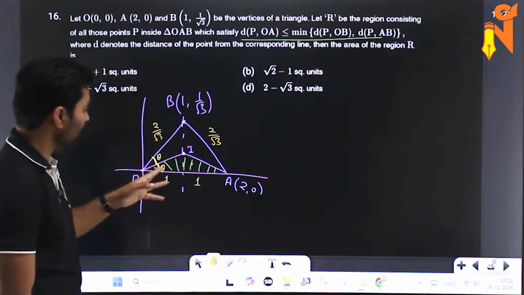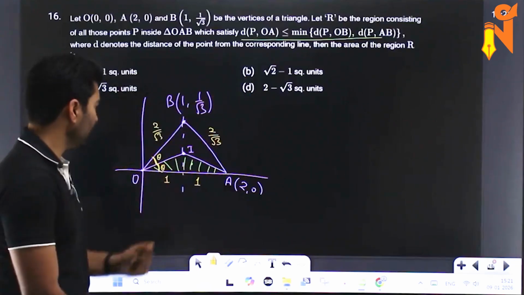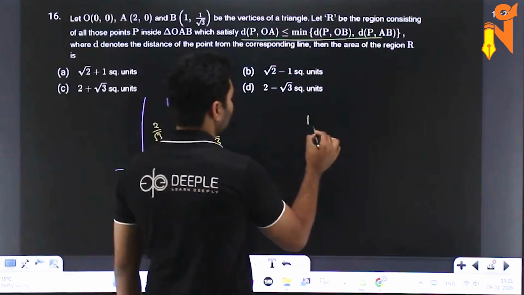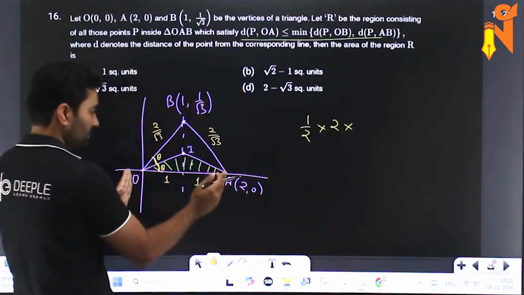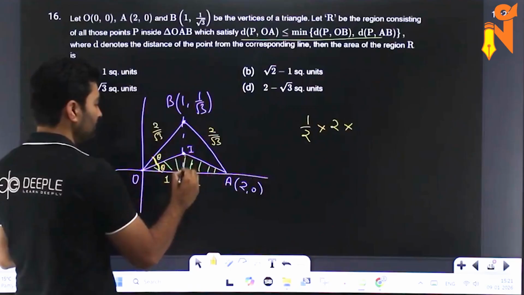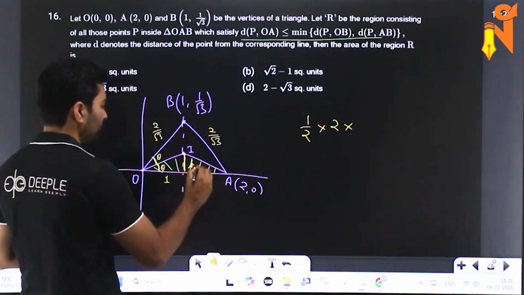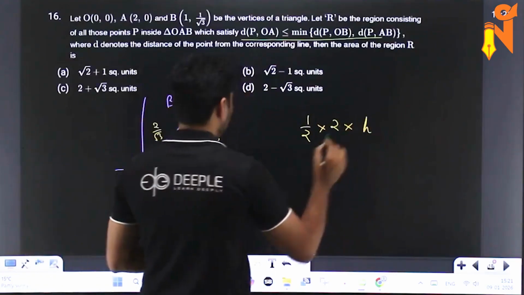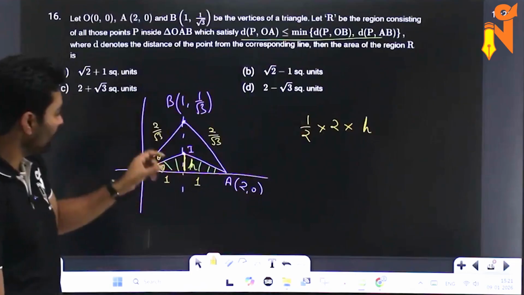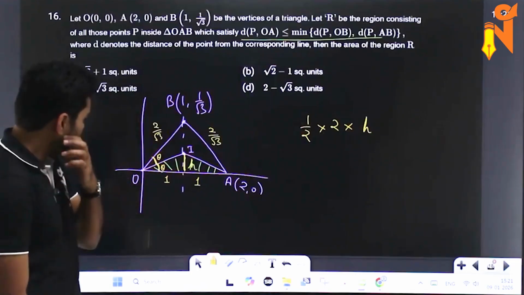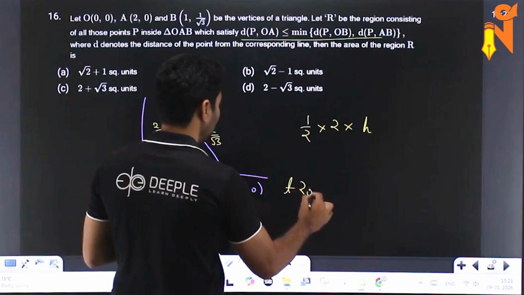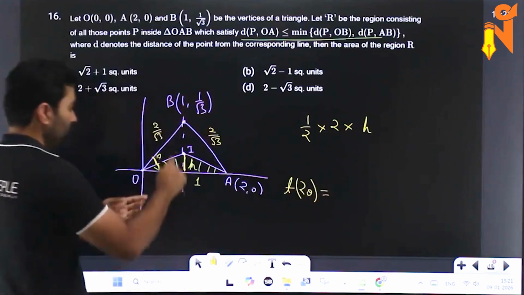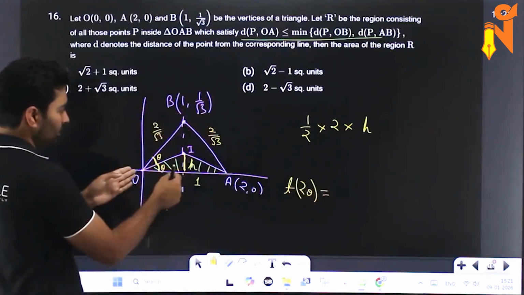Now how to find theta here? Find this area. Very easy question. It's a triangle. Half into base, how much? 2. Base into height. How much is this? Let's say h into height. So this is the answer. How to find height h? Very easy question. So you can say that tan of 2 theta is equal to this by this.